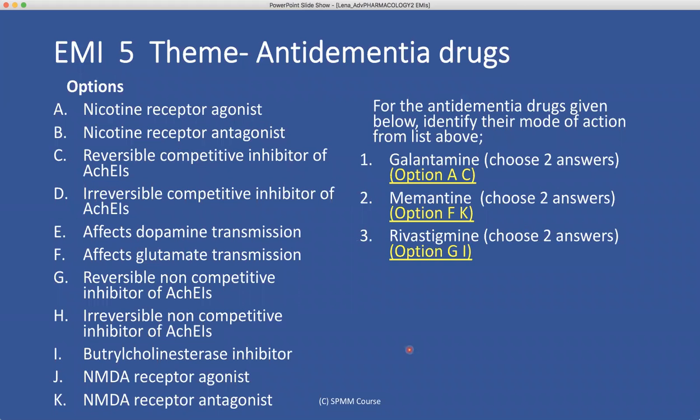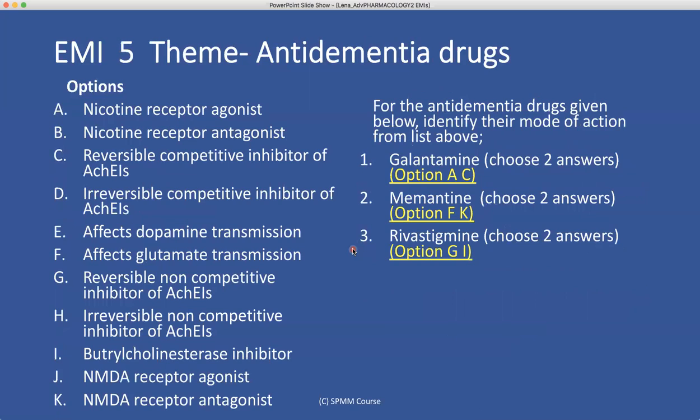So question number 1, answer is A and C. Nicotine receptor agonist as well as a reversible competitive inhibitor of acetylcholinesterase, that is galantamine. In that way, it differs from donepezil. Donepezil is non-competitive, even though it is reversible. Memantine is going to affect glutamate transmission because it affects NMDA receptors. So you can choose F and K, NMDA antagonism for memantine.